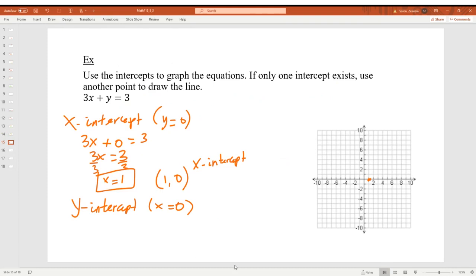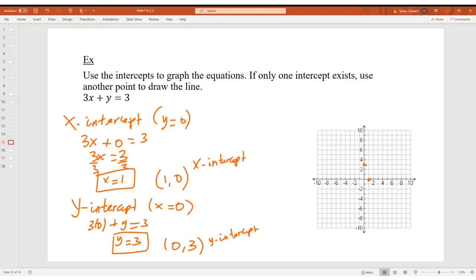So x is 0. That means 3 times 0 plus y equals 3. So 3 times 0 is 0, so y equals 3. X 0, y 3 will be the y-intercept. So the y-intercept is at 3 right here. It says y equals 3.